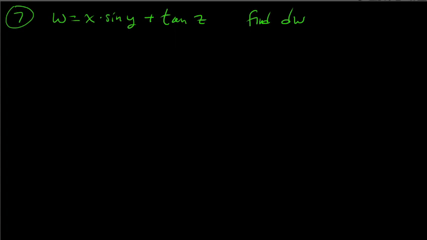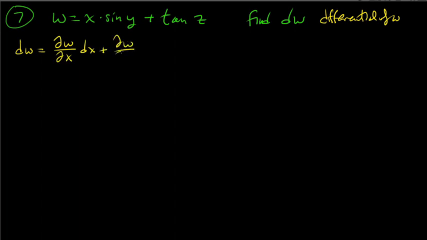So number 7. W is x times sine y plus the tangent of z. Find dw. Remember, dw is the total differential of w. So by definition, and this is on your formula sheet, so you can look it up, it's the partial of w with respect to x times dx plus the partial of w with respect to y times dy. And we do have this is a function of z, so we also need a partial of w with respect to z times dz.